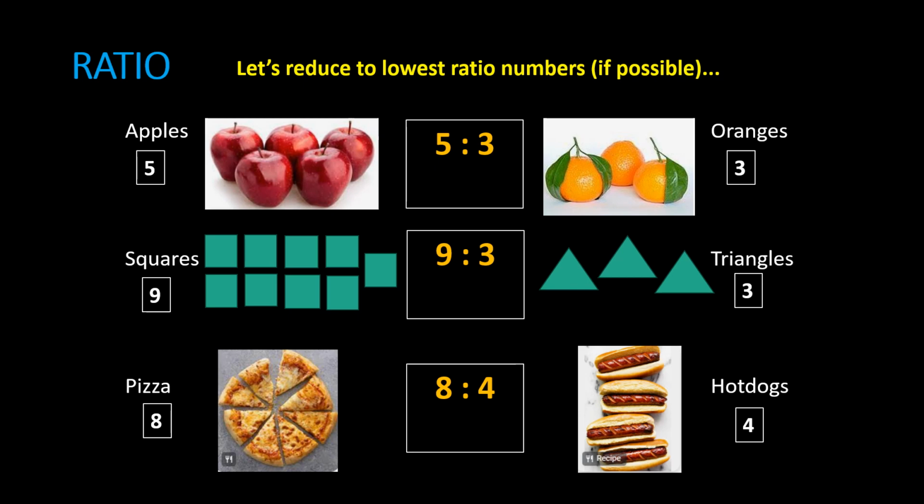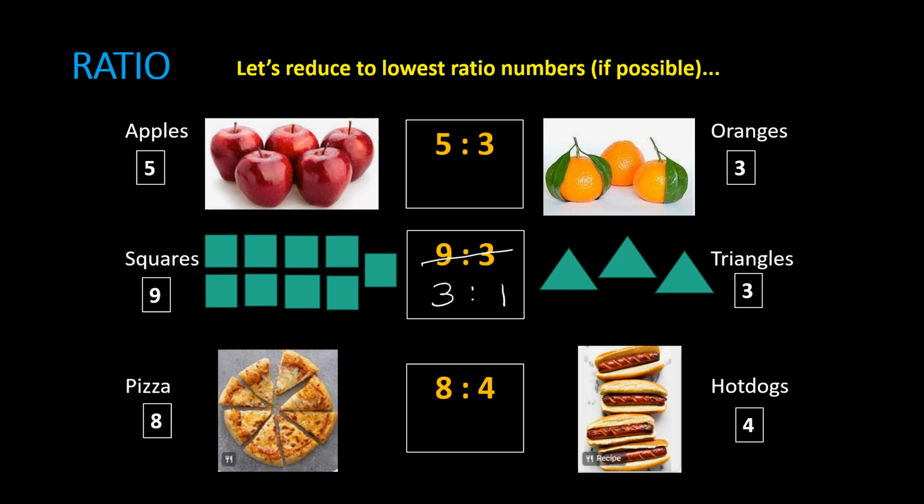9 squares and 3 triangles, we can reduce it. We can reduce it by dividing 3 on both sides. So if we divide 9 by 3, you get 3. And you divide 3 by 3, you get 1.